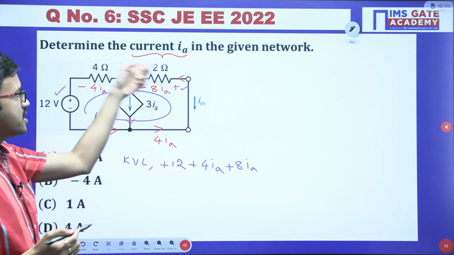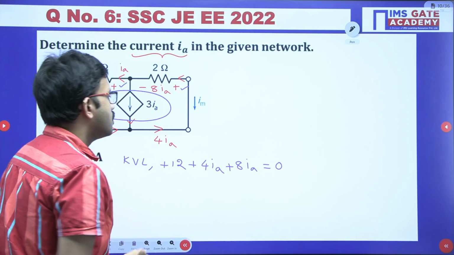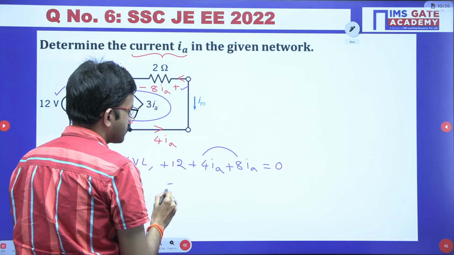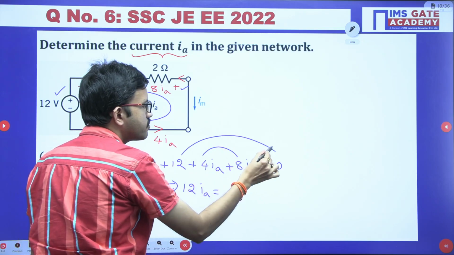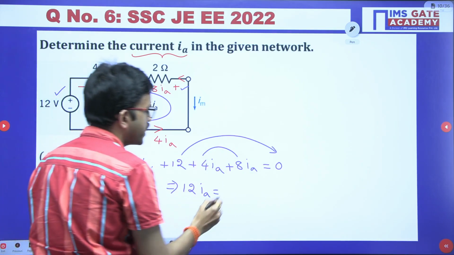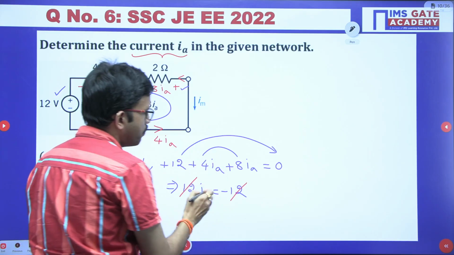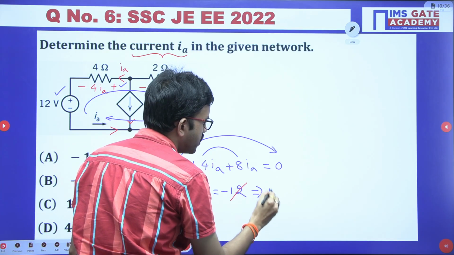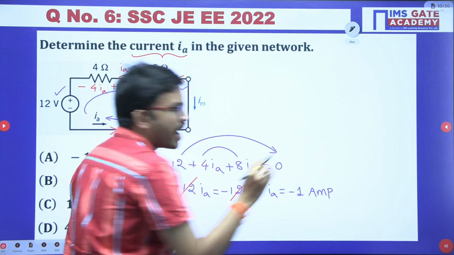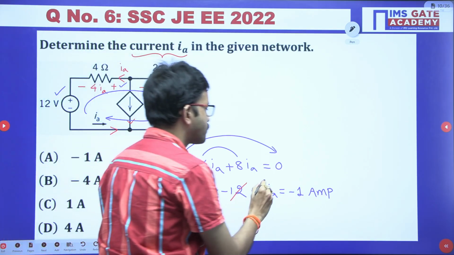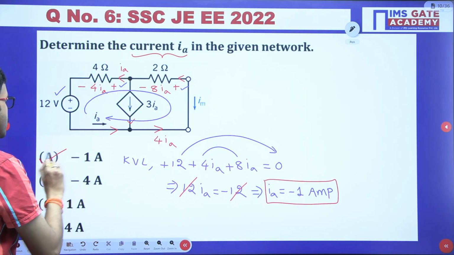That's all, right. Only 3 elements are there, okay, is equal to 0. Now 4 plus 8 is 12. Ia is equal to... I am bringing this one to the right hand side, obviously it will become negative. So here 12 one time, okay, but here you are having minus sign, so that means Ia equal to minus 1 ampere, right. So answer for this question is option A.